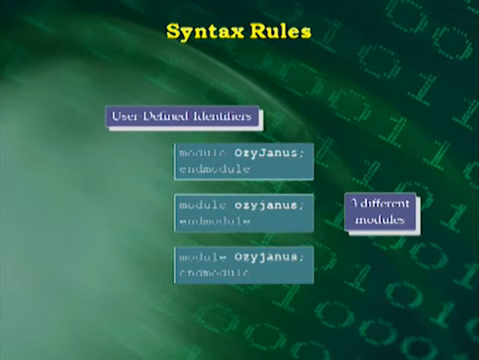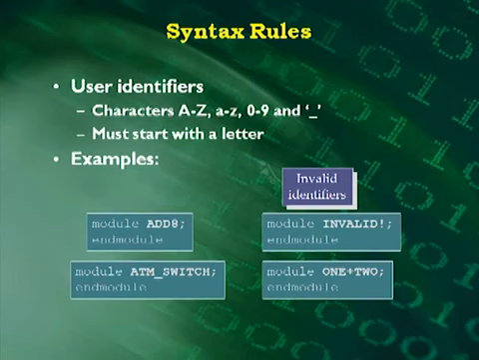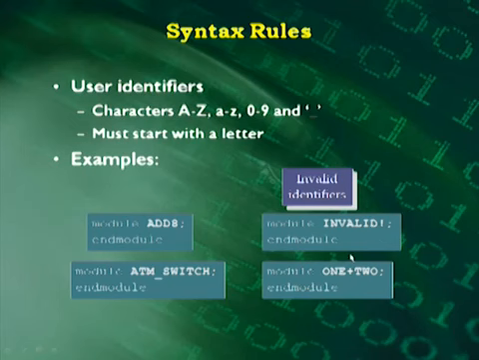So in this case, these are actually 3 different modules, even though they look the same, because of the case sensitive nature of Verilog. In creating your identifiers, use characters upper and lowercase a to z, 0 through 9, and the underscore. And I'll show you where the underscore will be kind of handy for some other things too. But here's some examples here. Add 8, that's good. ATM underscore switch, that's a good identifier. And here's some invalid identifiers. Okay, so don't try and do anything like that.